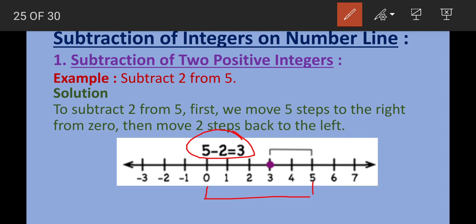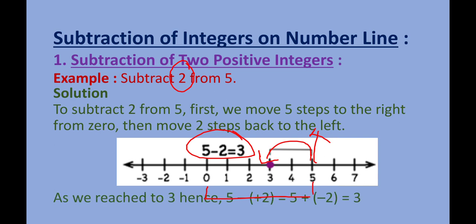So here it is, we are subtracting 2 from 5. 2 is the positive number, so we have to move towards left. Okay, so you are at 5 and you have to move 2 steps towards left as you are subtracting. So we reached at 3.